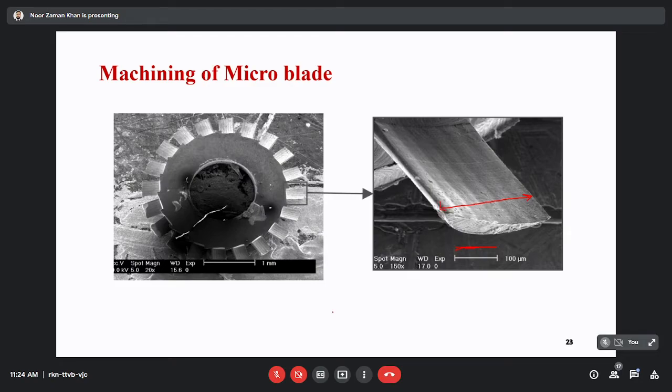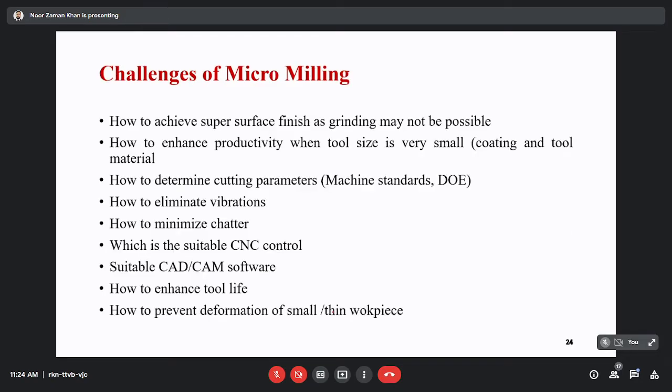So this is the machining of microblade. These are various challenges of micro milling: how to achieve super surface finish, how to enhance productivity when tool size is very small, we need to look for coating and tool material, how to determine cutting parameters, how to eliminate vibrations, how to minimize chatter, and which is the suitable CNC control.